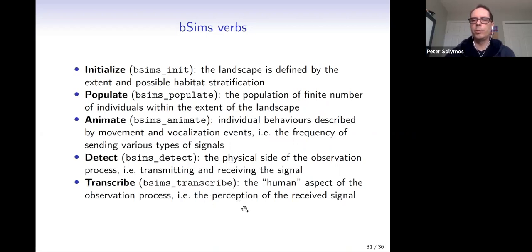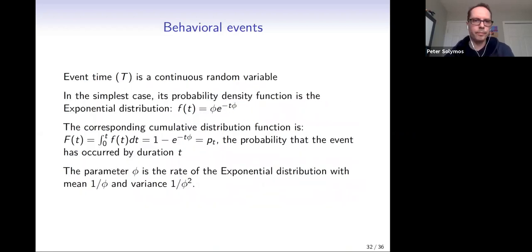And then the human aspect of the observation process, how you perceive the distance, whether there is any error involved in that. Can you identify the individuals or are you mixing them up? These sorts of aspects of it are in a separate layer called transcribe. So you initialize, populate, animate, detect, and then transcribe. So these are going to be the layers for these simulations at one spot.